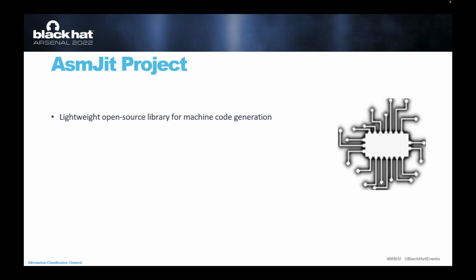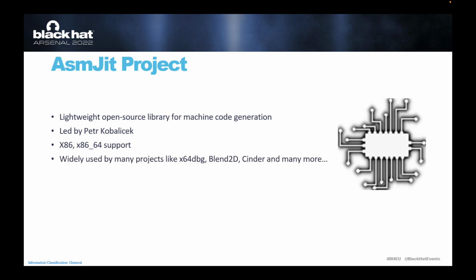Asmjit is an open-source lightweight library for machine code generation written in C++ language. It is developed and led by Petr Kobalicek. It can generate machine code for x86, x86-64, and other architectures. It's still actively developed and improved. There are a lot of famous open-source projects which use Asmjit for their needs, like x64dbg, Blend2D, Cinder, and many more. Asmjit is a very big project and has advanced features for its users.